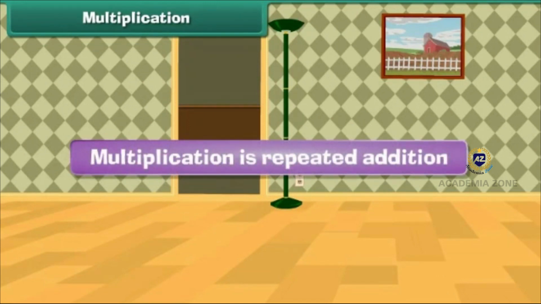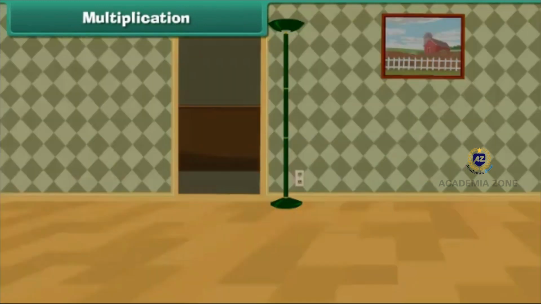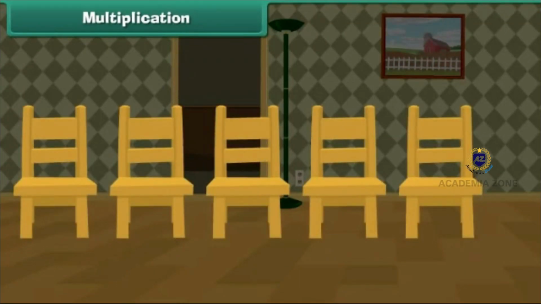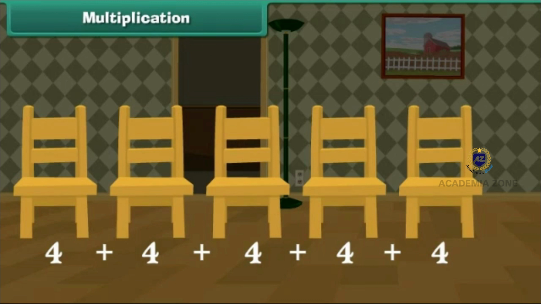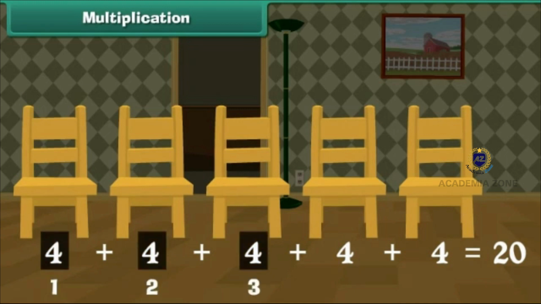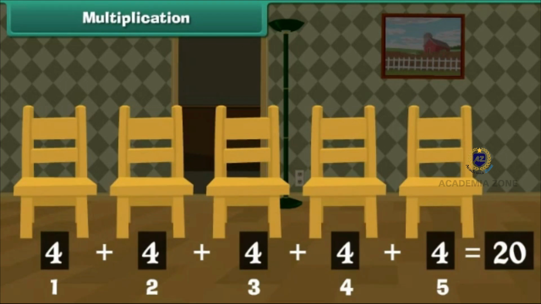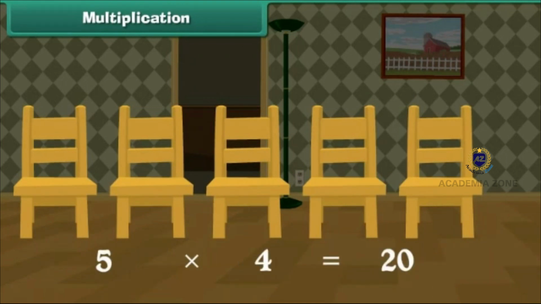Multiplication is repeated addition. For example, to find the total number of legs of 5 chairs, we'll add 4 5 times because each chair has 4 legs. 4 plus 4 plus 4 plus 4 plus 4 is equal to 20. In other words, 5 times 4 is 20. We can write it as 5 into 4 is equal to 20.